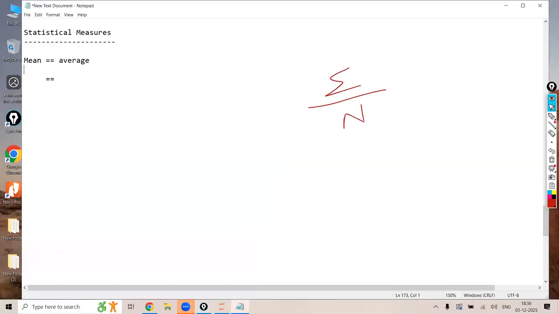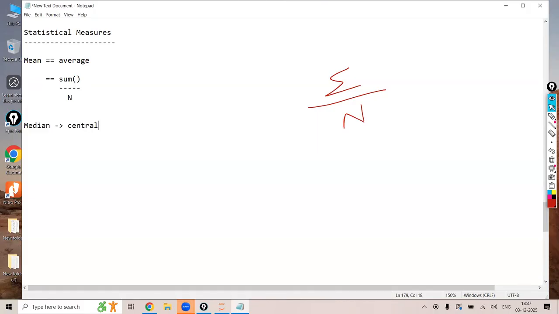So it is nothing but the sum of the values divided by the total number of values, which is N. Right? That is the mean. The second one we call the median. The second parameter is called the median. What is meant by median? The center value.